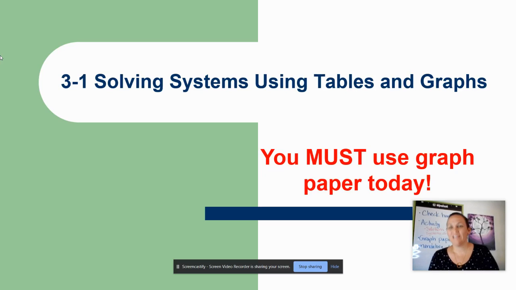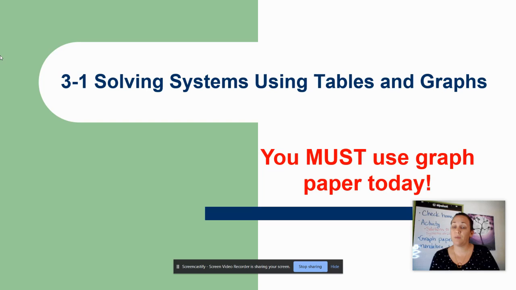Hi guys. Today we're going to officially learn how to solve by graphing, which is also like the activity that we did in class today. So today's videos will be very quick. When we are solving a system of linear equations by graphing, it's really important that our graph is 100% accurate. And the only way that you can guarantee that is by using graph paper. So for today's notes and for tonight's homework, it is mandatory that you use graph paper.